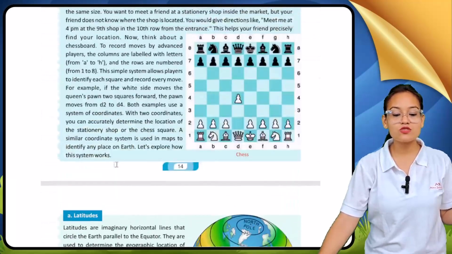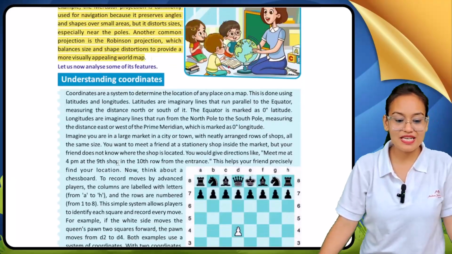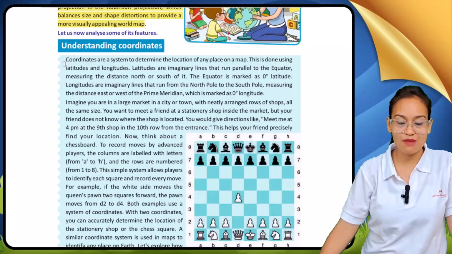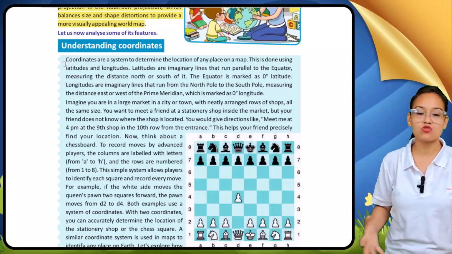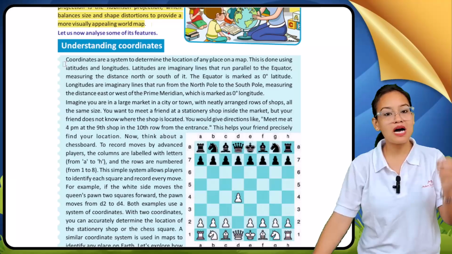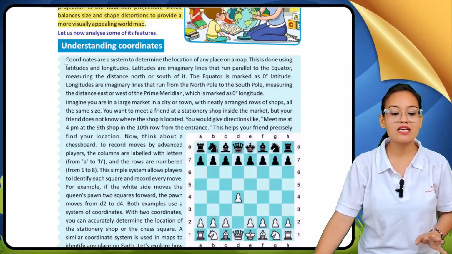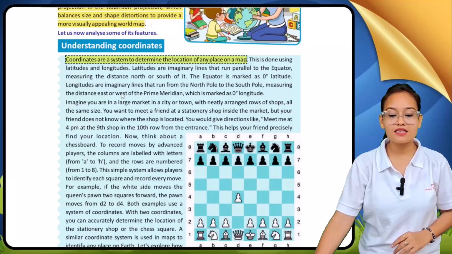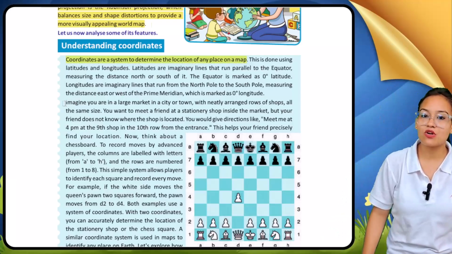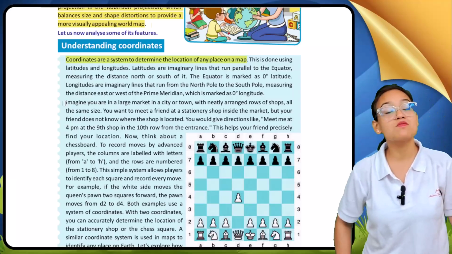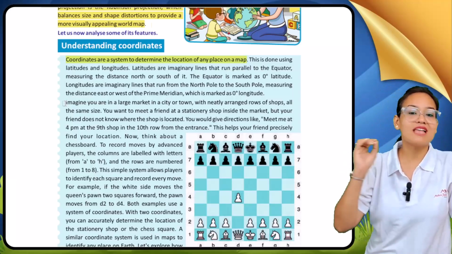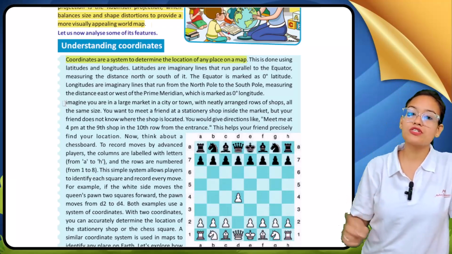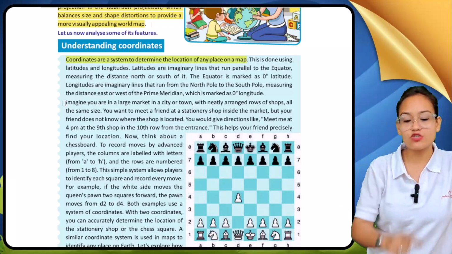So what does coordinate mean? We are going to see. Coordinates are the systems to determine the location of any place on a map. If you want to locate any place on the map, then we have to mark some points, and those points are known as your coordinates. This is done using latitude and longitude, and coordinates are always marked only using the latitude and longitude of any area. If you know the latitude and longitude of any area, then you are going to mark these coordinates.